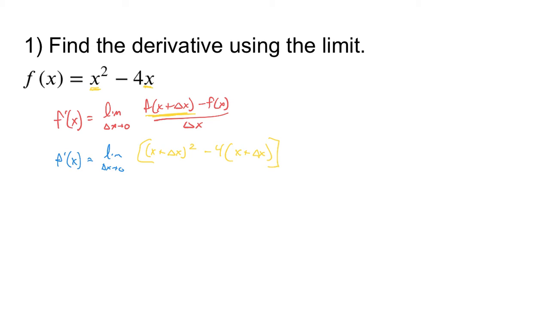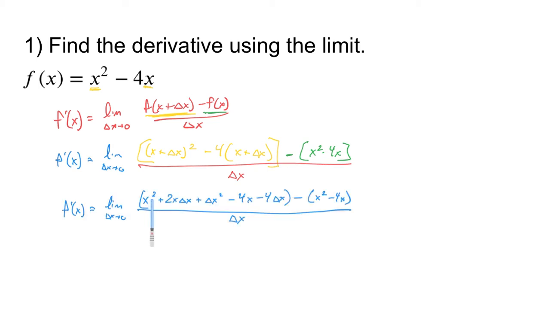Now let's do the second part, this minus f of x. That's just me writing out the formula again. And we're going to put that whole thing over delta x. All right, so now, in the next step, I'm going to simplify it. What you'll see is I've actually FOILed the x plus delta x squared. That's where this comes from. I've distributed the negative 4 into that parenthesis. That's where this is coming from. And that's all I basically did so far.